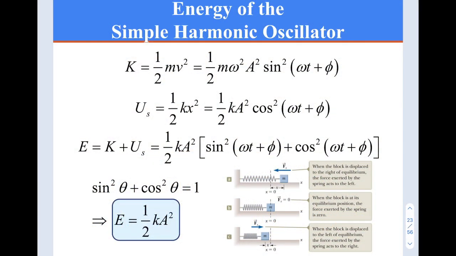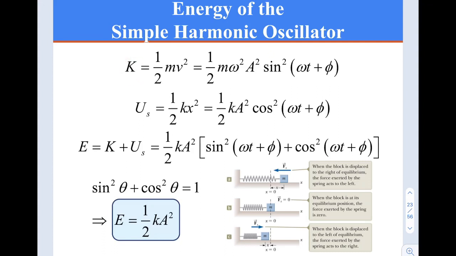Let's continue on energy of a simple harmonic oscillator. Simple harmonic oscillator means that the system that we discussed just now, the mass spring system, is one kind of simple harmonic oscillator. From the discussion before this, we know that the block attached to the spring is in motion, it oscillates.